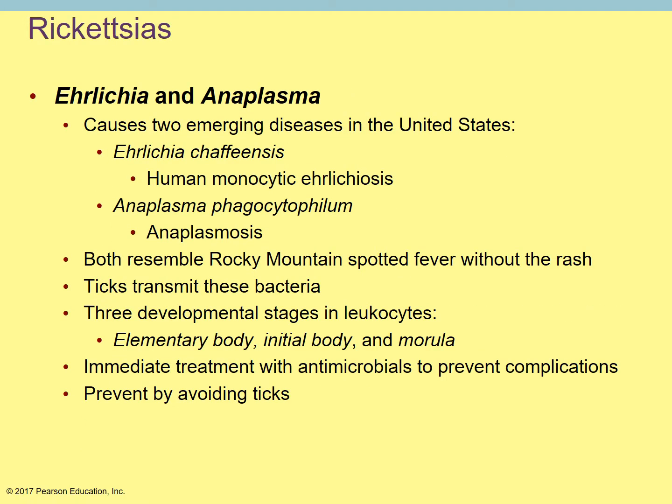The other 2 genera are considered emerging diseases in the United States because they're relatively new. They both will resemble Rocky Mountain spotted fever, however you don't have the rash. Ticks are the vector. There's different developmental stages of it. You can use antibiotics to start treatment, ideally as soon as possible, so that you don't end up with other complications later on. So once again, avoid the ticks.